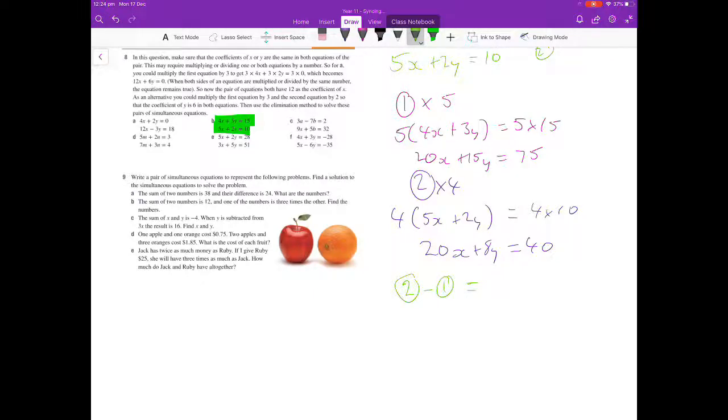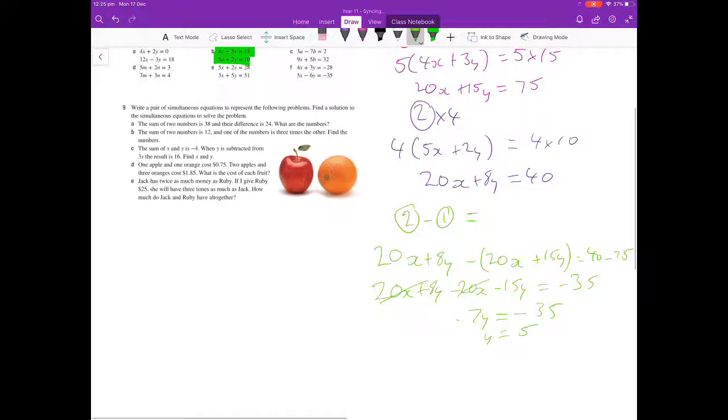And we have our 20x plus 8y minus our 20x plus 15y equals 40 minus 75. Expand those brackets out, we end up with 20x plus 8y minus 20x minus 15y equals minus 35. Cancel out your 20s and end up with 8y minus 15y, which is of course minus 7y equals minus 35. Divide both sides by minus 7 and y is 5.